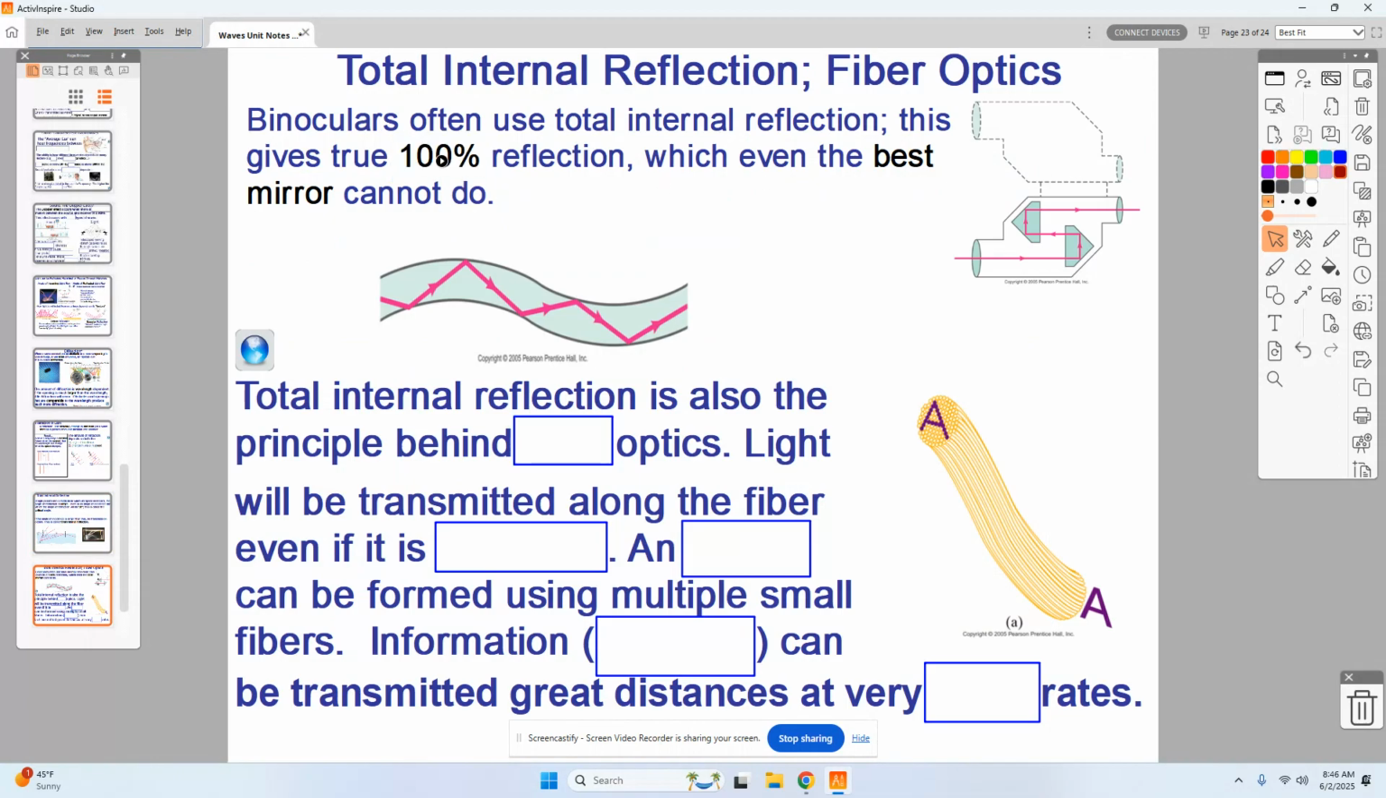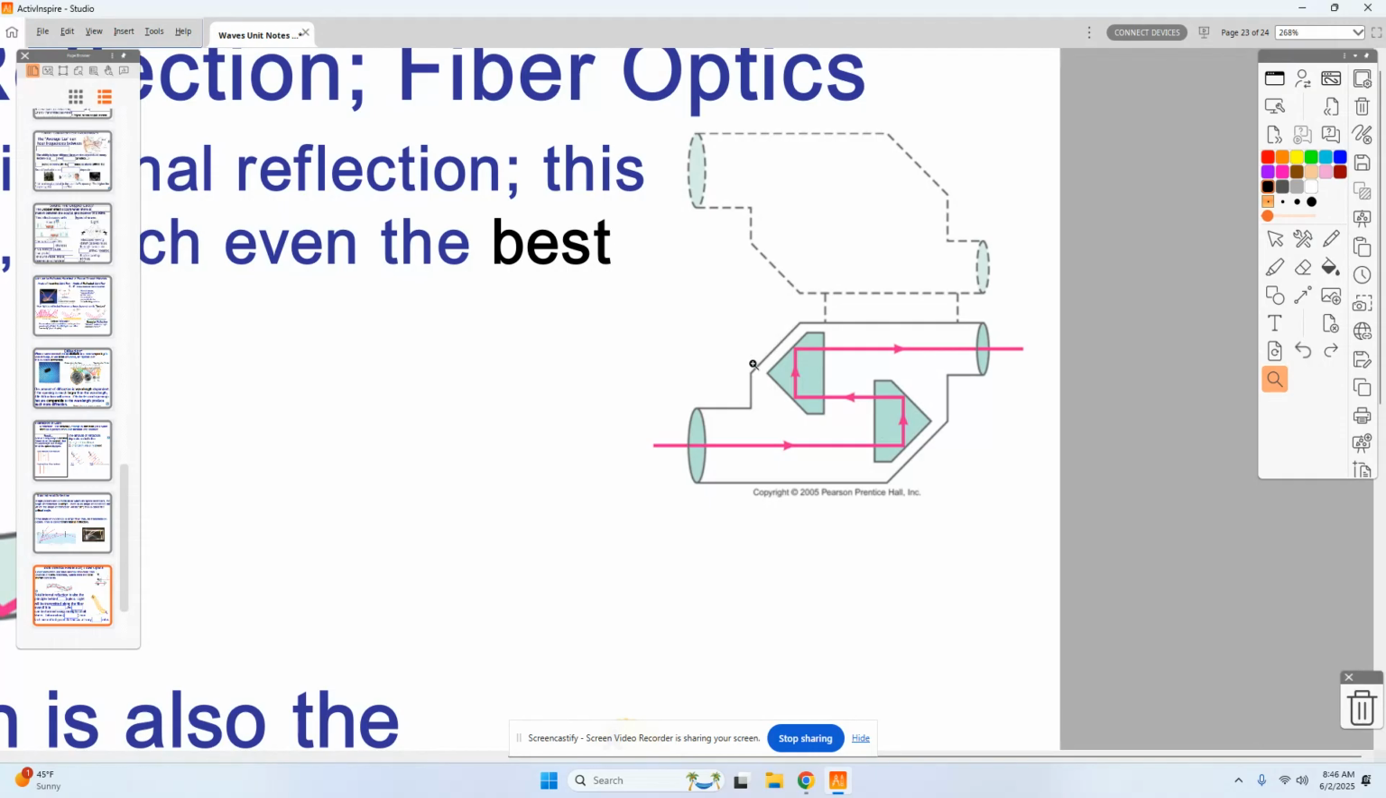Even the best mirrors are going to absorb some of that light when it hits the reflecting surface. If you have a pair of binoculars, oftentimes you'll see that binoculars use a series of what are called prisms to allow the light coming from a distant object to... There's going to be a lens in the eyepiece as well as in the objective. But then what they do is use a series of prisms to have that light spread out through here, and so those are internally reflected at that point. Of course, your eyes go here to be able to see those distant objects.